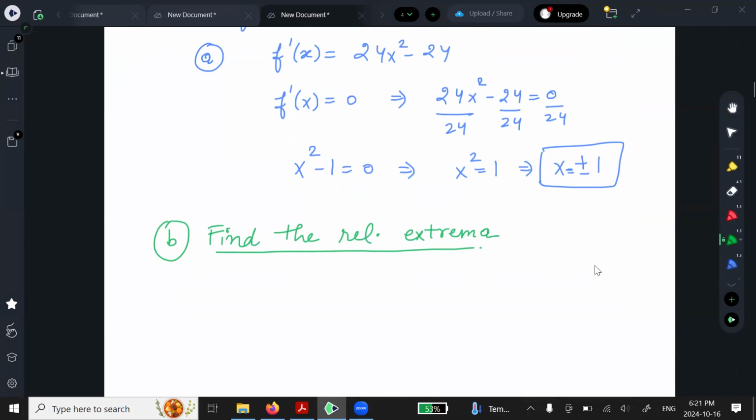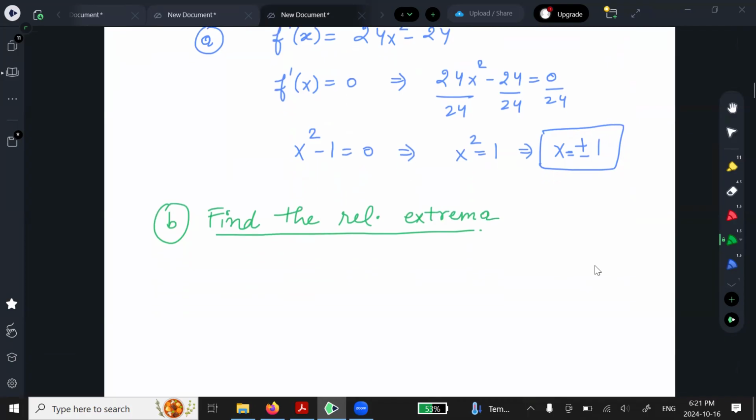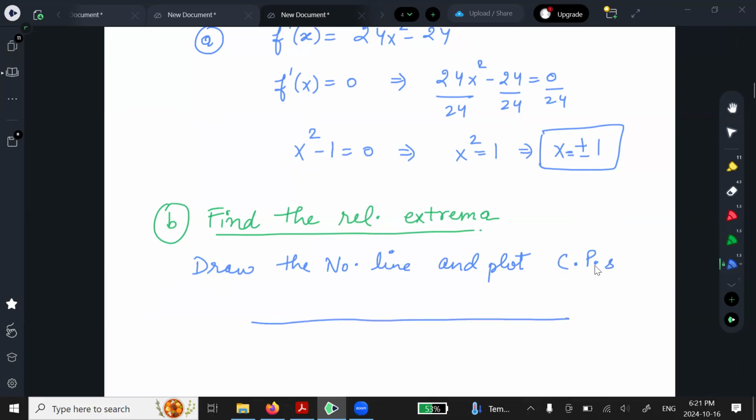Yeah, so intervals. Okay, good. You gave me the right answer, sorry. So for relative extrema, I'm gonna just write it here so that you remember. Draw the number line and plot critical points. It's a lot of steps, but you have to memorize, right?